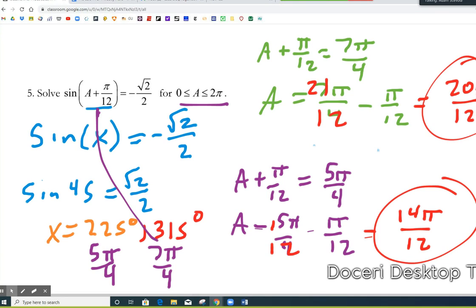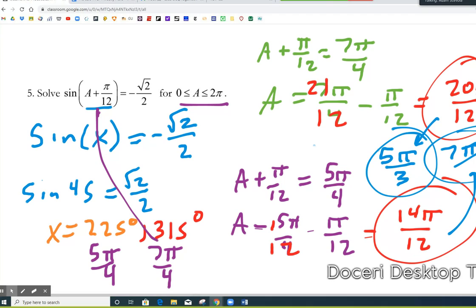And I didn't simplify those, so you should do that. So this becomes 10 pi over 6 or 5 pi over 3. Wait, let's see, 10 pi over 6. Yeah, 5 pi over 3. Nice. And then this becomes 7 pi over 6 if you simplify it. So those are our two answers. Just like the other ones, I ignored the a plus pi over 12 at first, and then at the end substituted back in and solved for a.